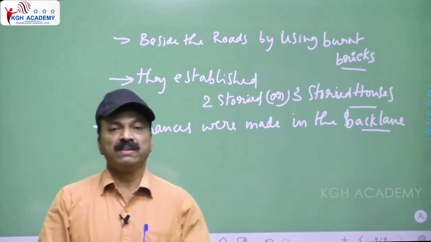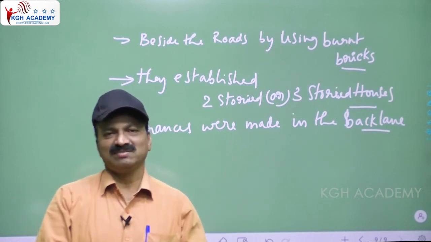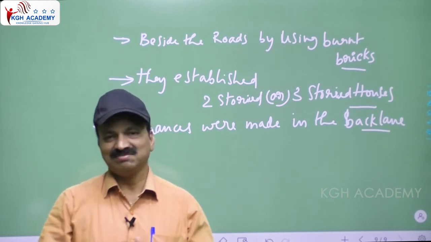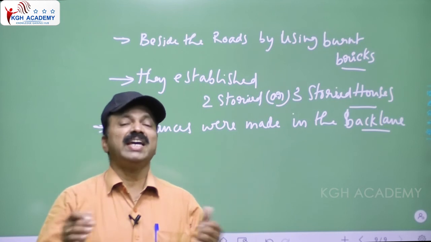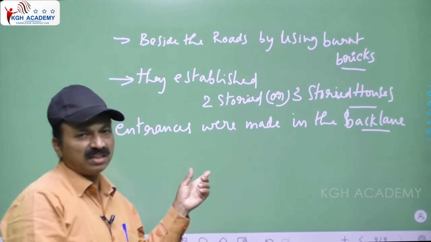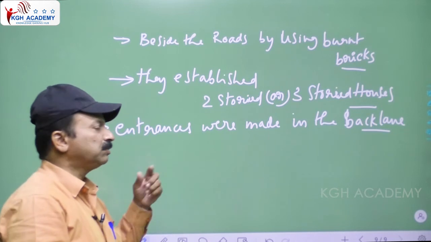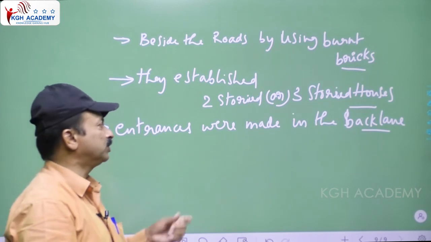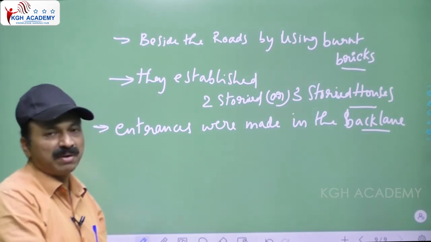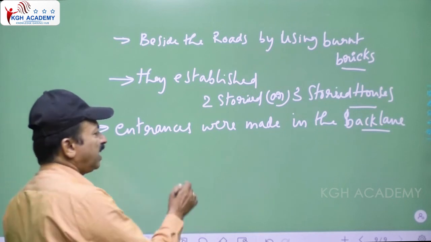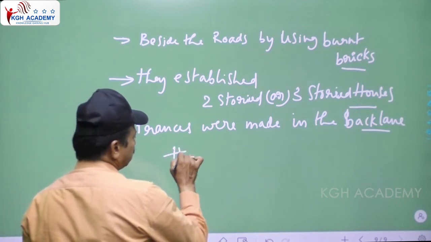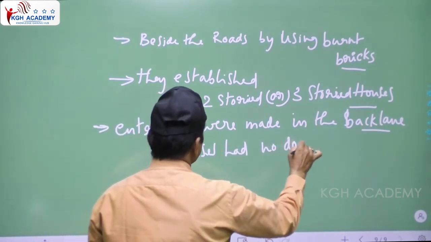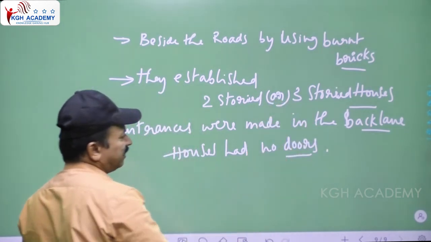What is the need? If I see, these doors were not there. Windows and doors, especially, they did not keep. At the same time, privacy, and at the same time, they maintained sanitary conditions. One is privacy. Because of privacy, doors were not established by them. They did not possess doors. So that's why entrances were made in the back lane, because of no doors. Houses had no doors, like that it is said.